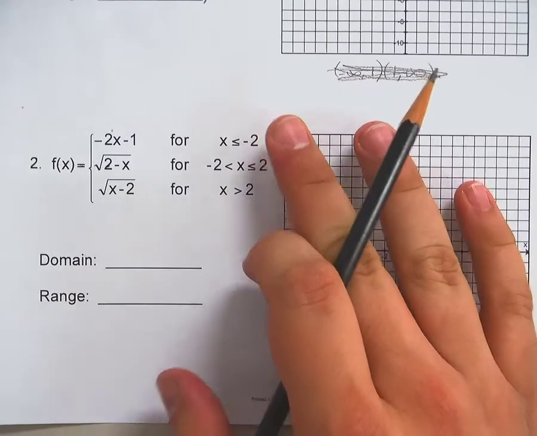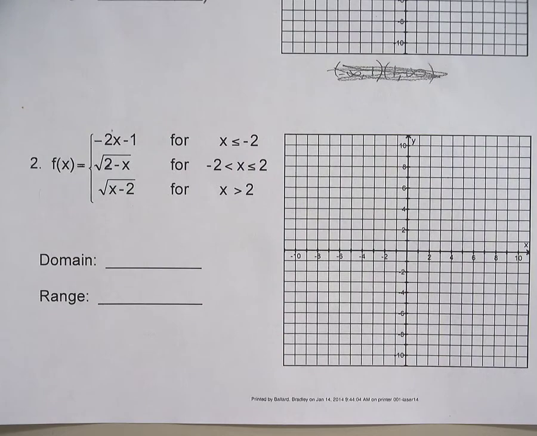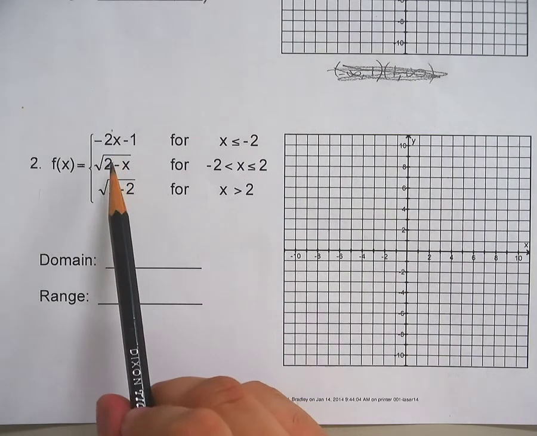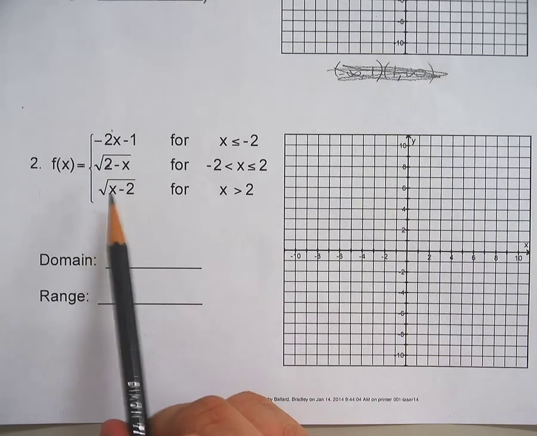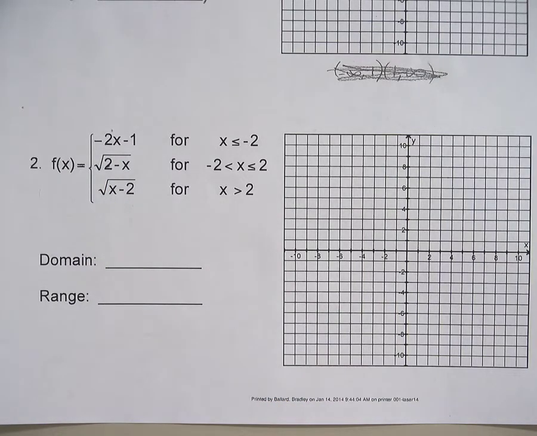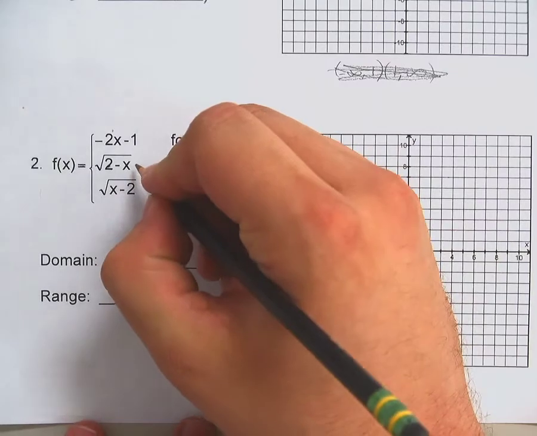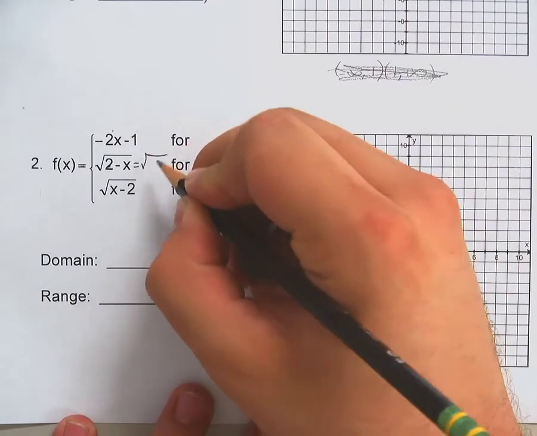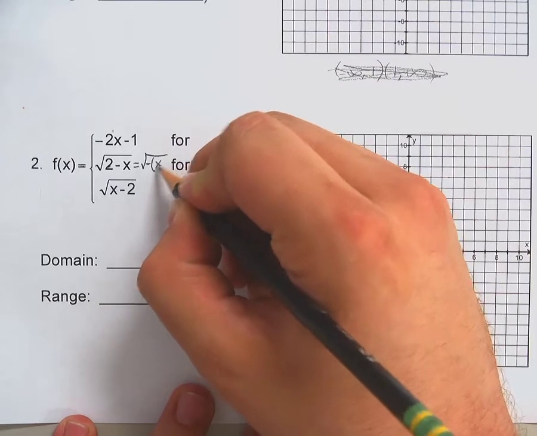All right, let's go down here and graph this. The first part looks like a line. Second part is a square root. Third part is a square root. The first thing I'm going to do is rewrite this as the square root of negative x minus 2.